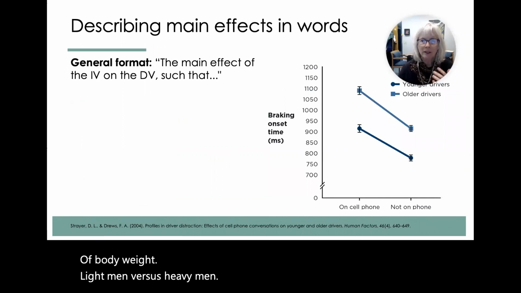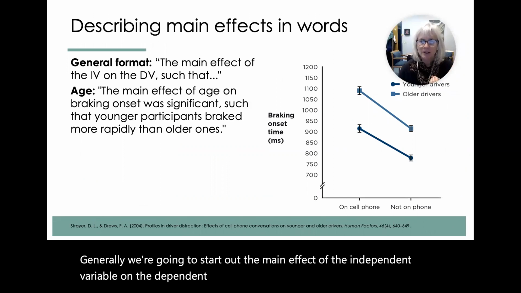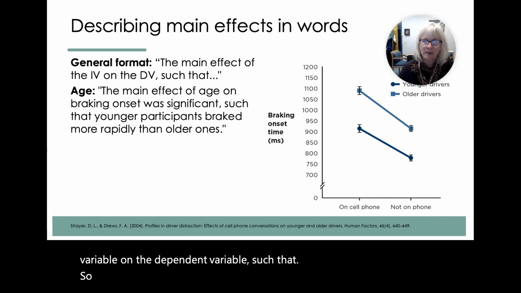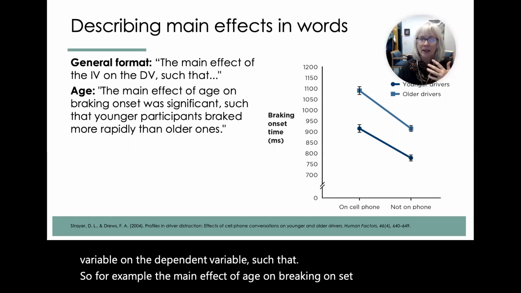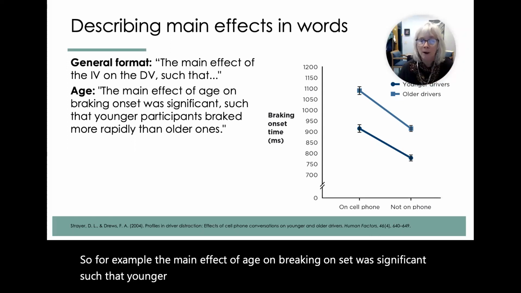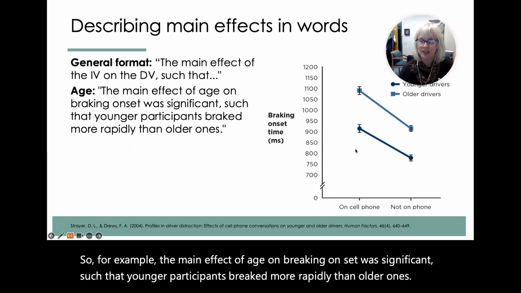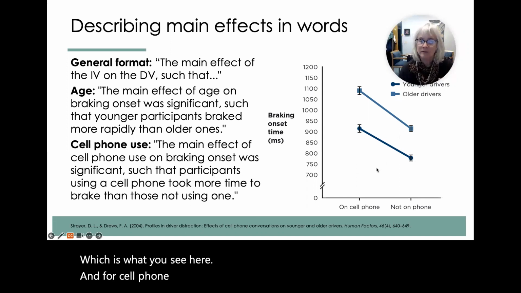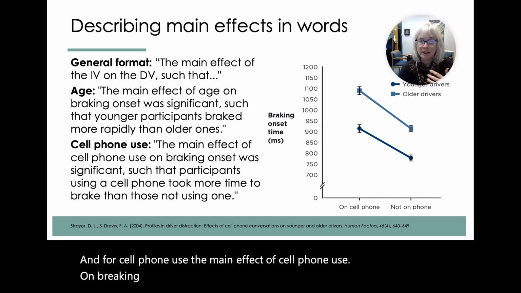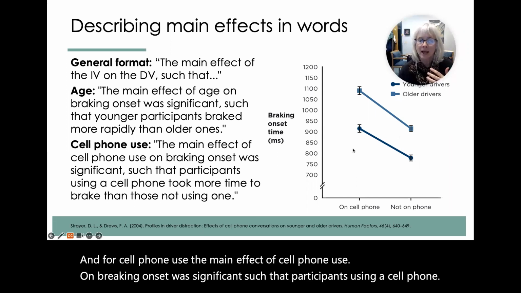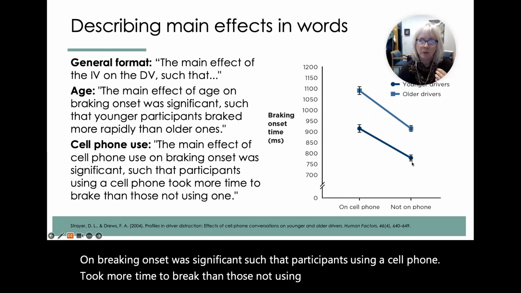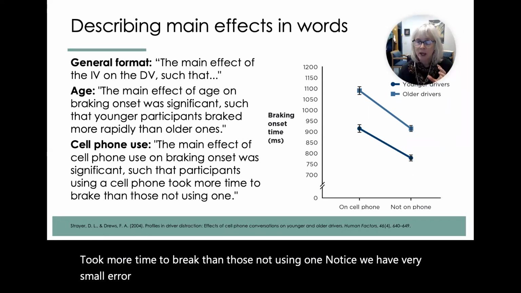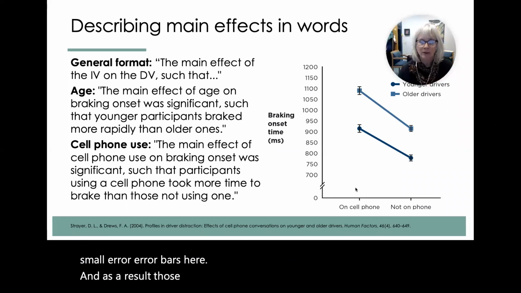When we're talking about our main effects in words, generally we're going to start out with the main effect of the independent variable on the dependent variable, such that, for example, the main effect of age on braking onset was significant, such that younger participants braked more rapidly than older ones, which is what you see here. And for cell phone use, the main effect of cell phone use on braking onset was significant, such that participants using a cell phone took more time to brake than those not using one. Notice we have very small error bars here, and as a result, those differences probably are significant.